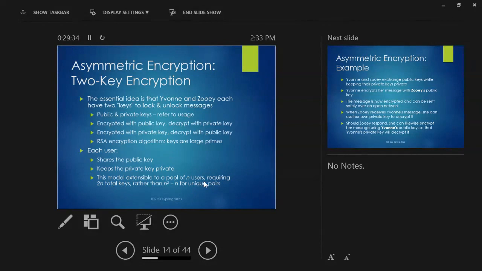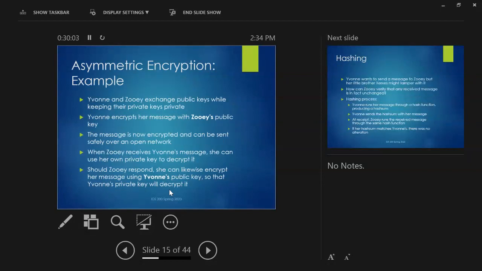Neat thing about this, it's a very extensible model for large groups of users, right? Basically, every user requires 2 keys. So if n is a billion, say, only 2 billion keys need to be located, constructed, calculated, whatever. Whereas with symmetric keys, if you're talking about a large pool of users, a billion users, you would need about n squared. You would need a unique key for every communication pair. So a unique pair of keys, that would be a big hassle. Anyway, so an example. Yvonne and Zoe exchange public keys while keeping their private keys private, right?